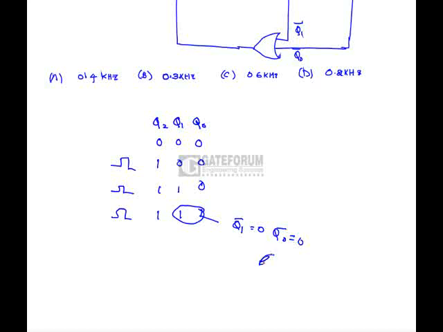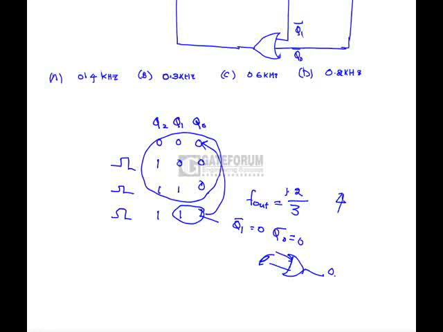Hence the output of the OR gate is going to be 0. There is no need of an extra clock pulse to clear the counter, because this is a combination. Whenever the inputs appear across this, it is going to clear the counter. Hence it goes back to here. So how many distinct states are there? Only 3 states. Hence F out equals 1.2 divided by 3, that is 0.4. That is option A is correct.